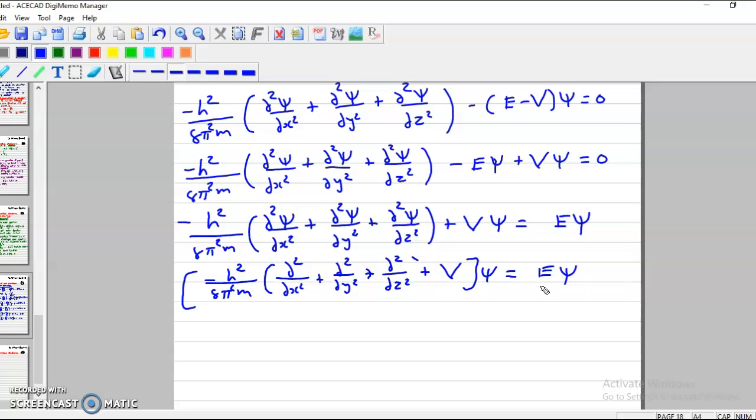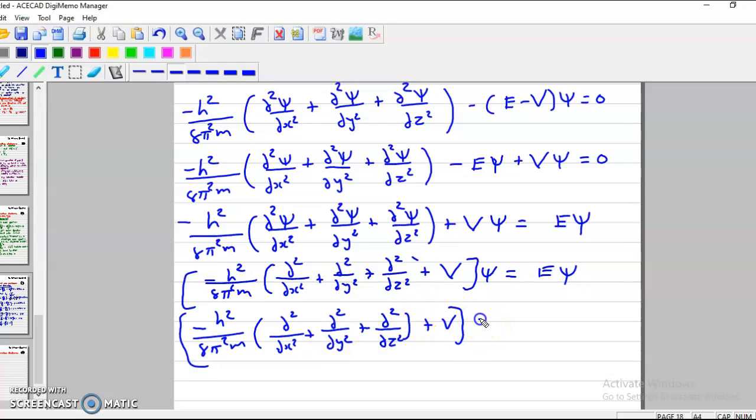Okay. So for this we write a new operator. So minus h square upon 8 pi square m (del square upon del x square plus del square upon del y square plus del square upon del z square) plus capital V. For this whole bracket we put a new operator, that is H, and it is known as Hamiltonian operator.